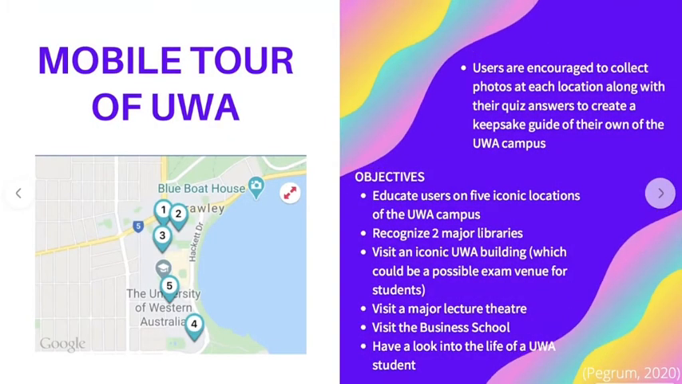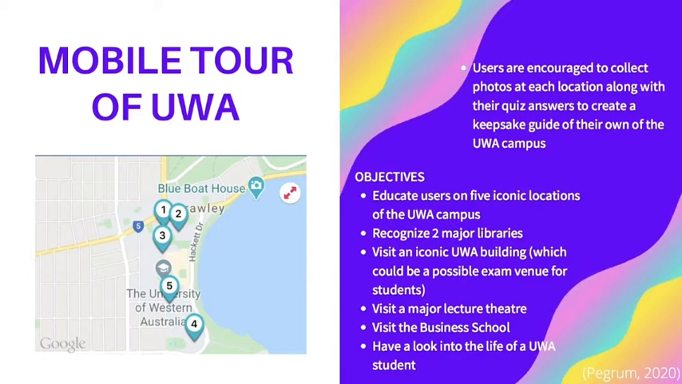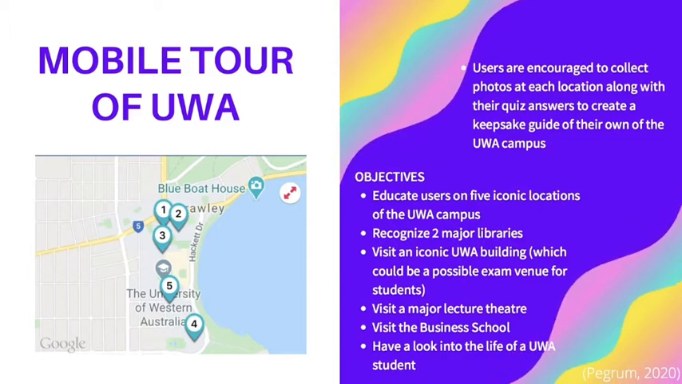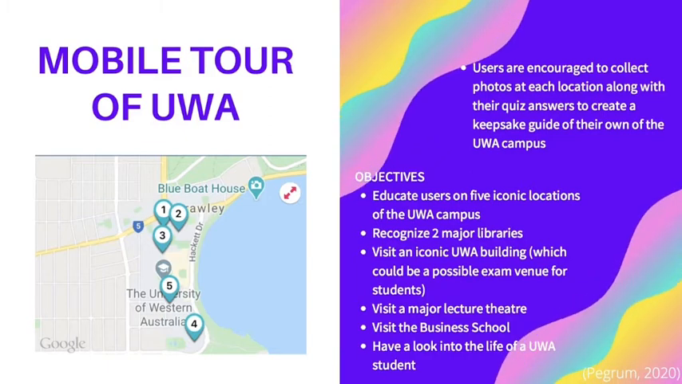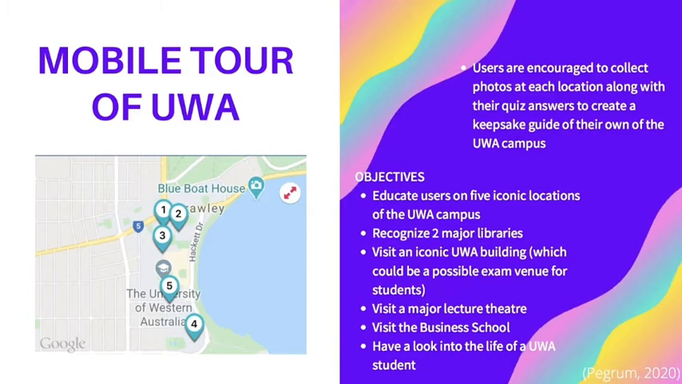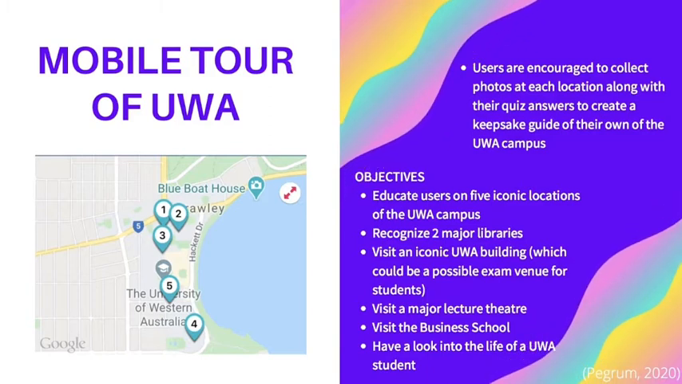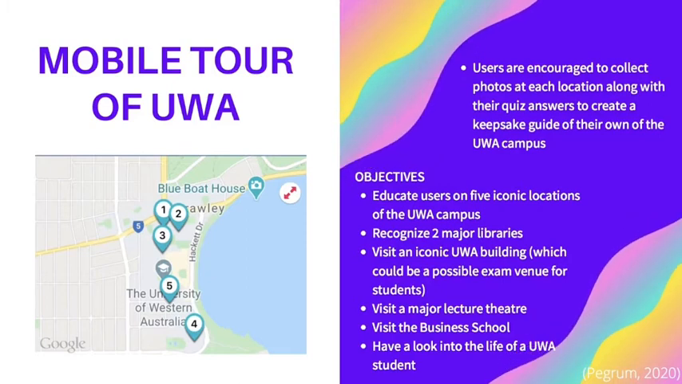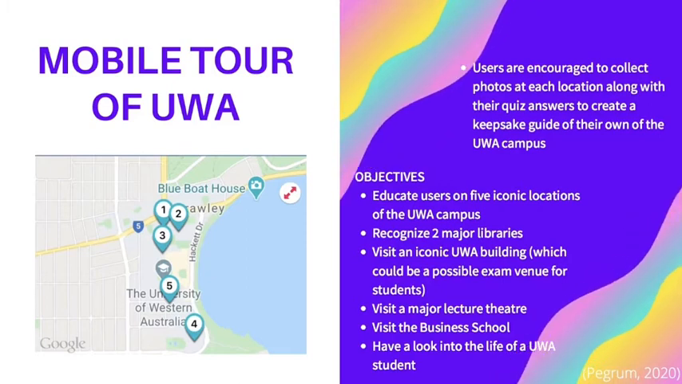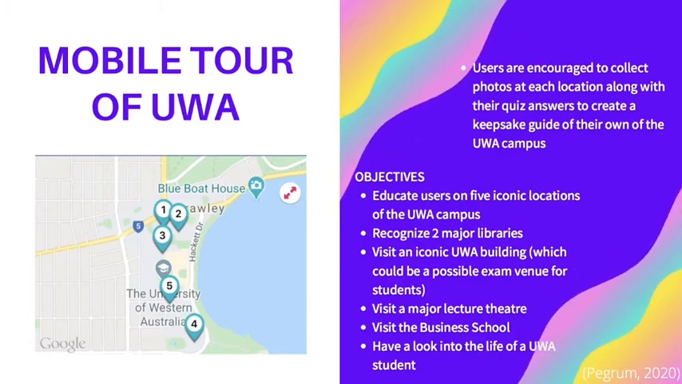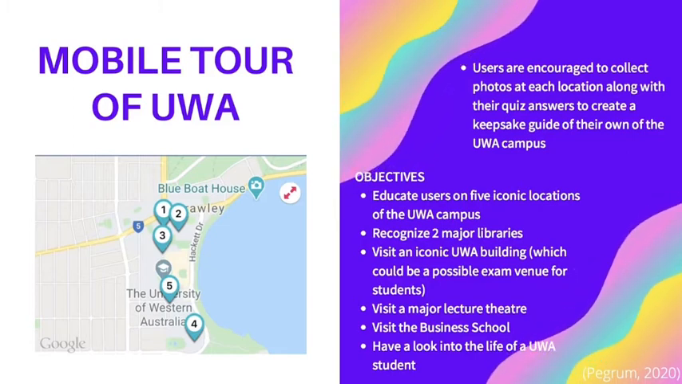I created a mobile tour of UWA using the Pocket Trips app to educate users of 5 iconic locations of the UWA campus. Once completed, students should be able to recognise 2 major libraries, an iconic UWA building, a major lecture theatre, a UWA business school, and have an understanding about the everyday routine of a UWA student. Users are also encouraged to collect photos of each location along with their answers to each quiz question.